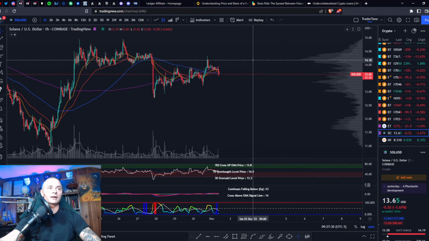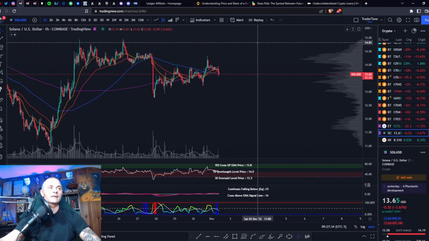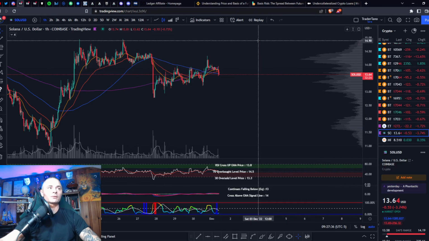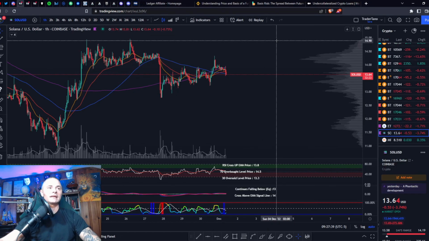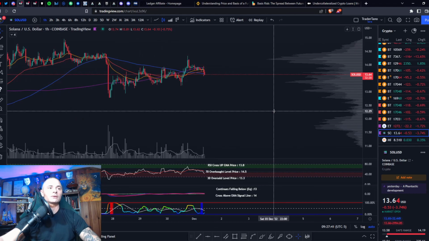Bullish case is that we break this last high at 1420. Next stop would be 1483 to 1490. And if we break that, we'll come back to it.